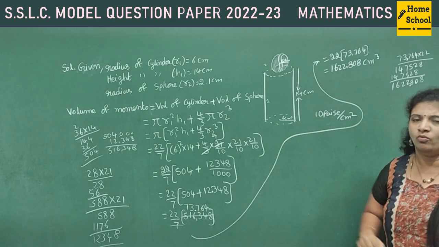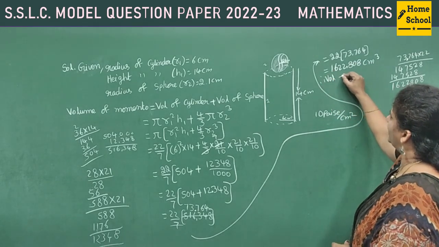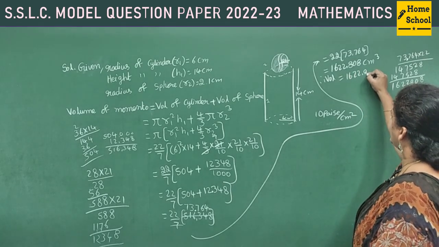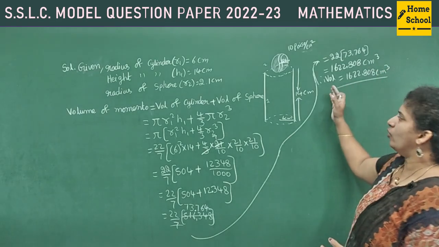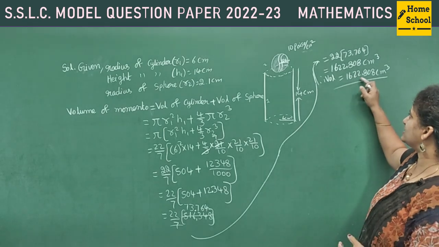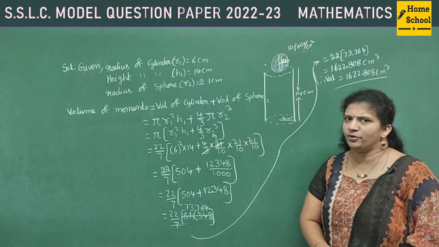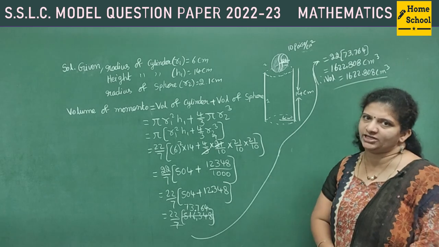So therefore, what you can write here? Therefore, volume of the memento is equal to 1622.808 centimeter cube. Therefore, volume of the metal memento is equal to 1622.808 centimeter cube. With this, half of the problem is completed. We have one more half, that is another sub question asked.